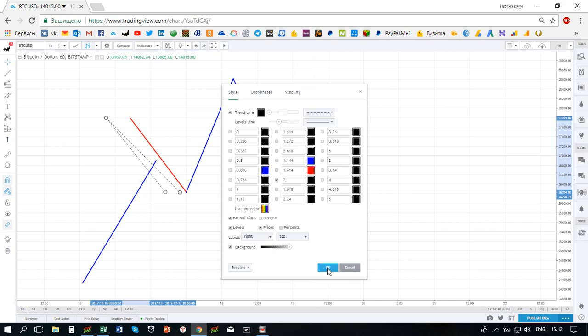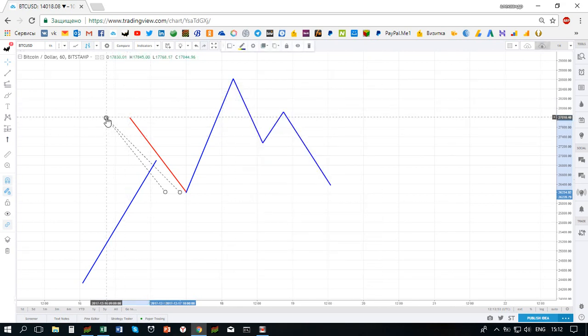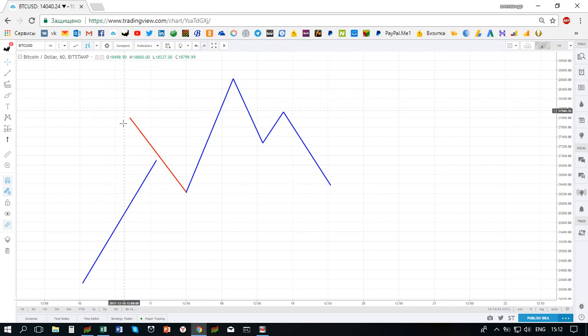No, it's not the same. Yes, because depending on the size of this leg, it can be smaller or larger. Okay, what is next?